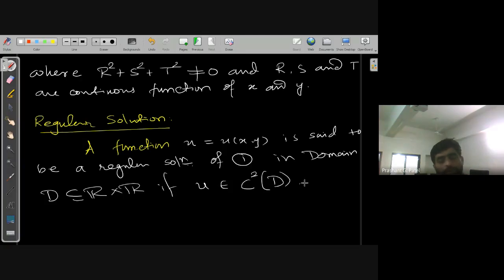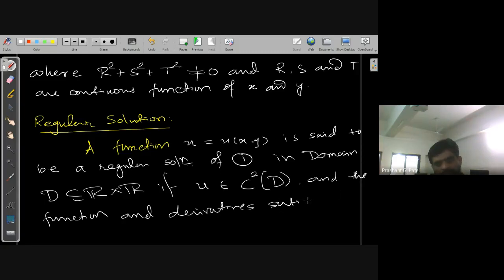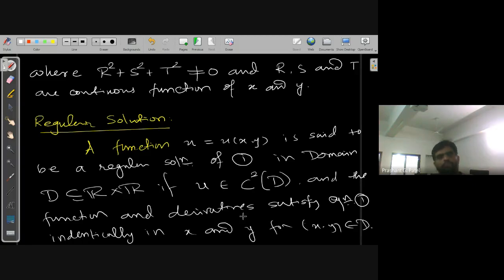This set, C square D, is the set of all second order continuously differentiable functions, and the function and its derivatives satisfy equation 1 identically in x and y for x,y belonging to D. So then this is known as a solution of the second order differential equation.